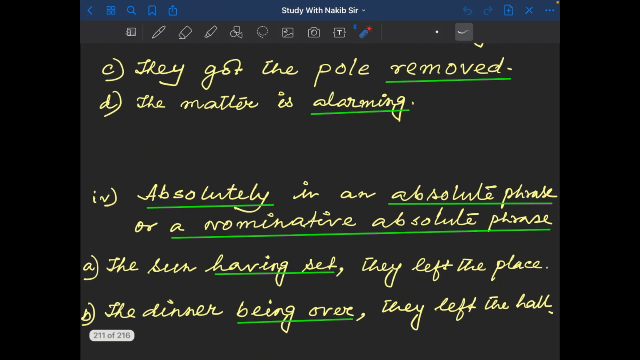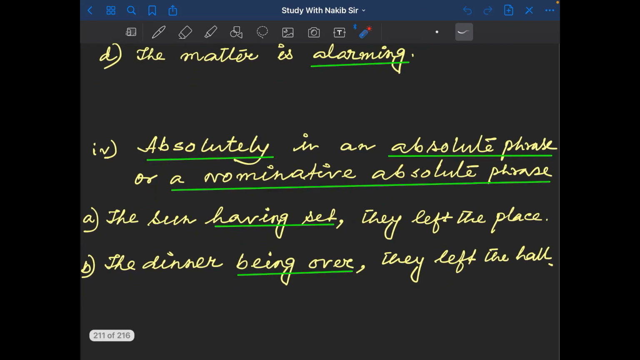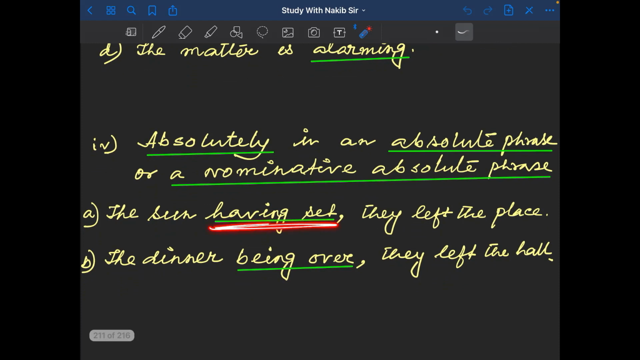The last one, a participle is used absolutely in an absolute phrase or in a nominative absolute phrase. Okay, see the example. The son having said, this is the participle, and you know this whole thing is called an absolute phrase. So, the son having said, they left the place. Another one is here, the dinner being over, they left the hall.